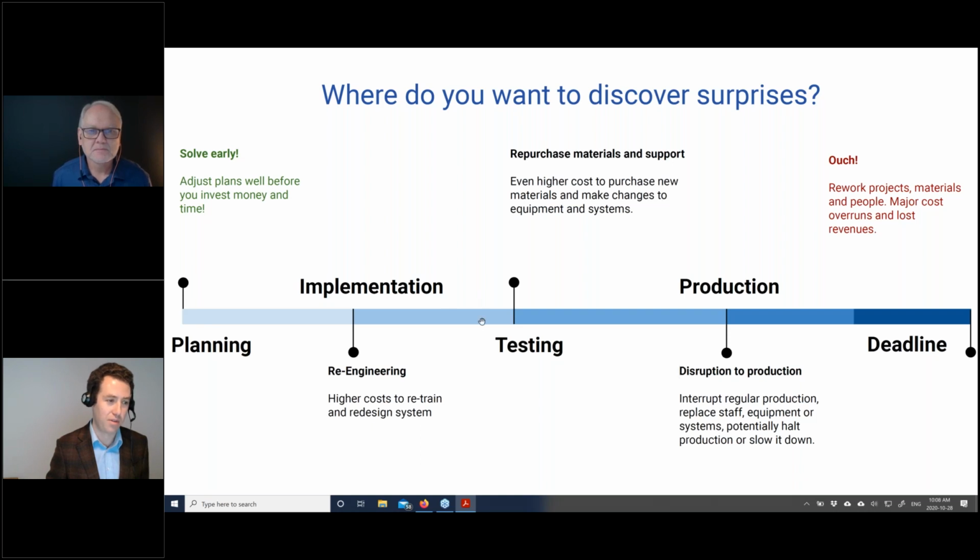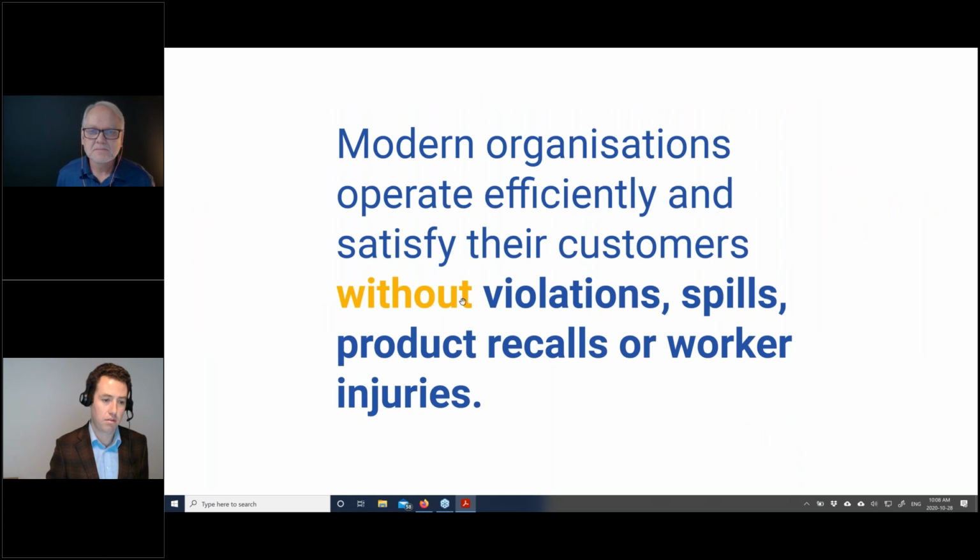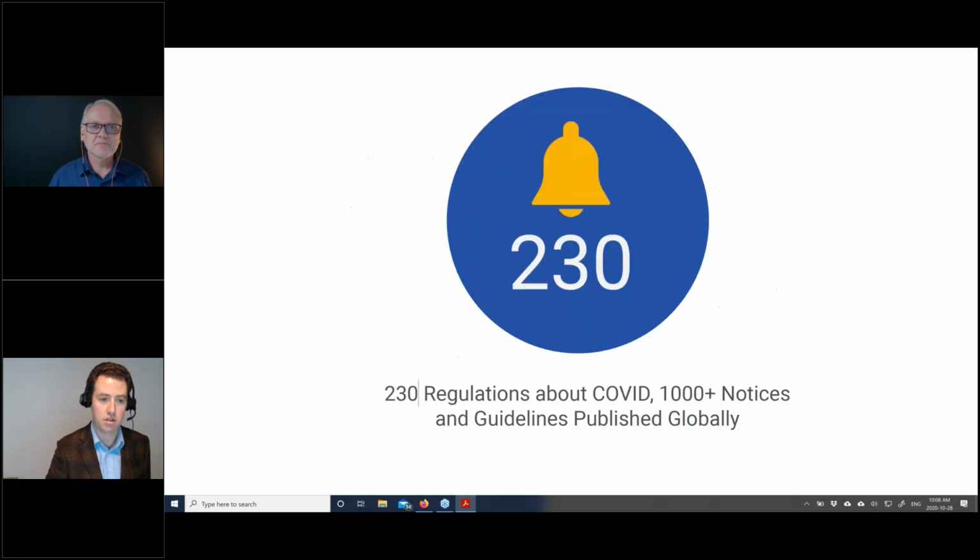But of course, you only realize that when you hit one of these surprises, because we really do believe that modern organizations can operate efficiently, satisfy all of your customers without any sort of violations, spills, product recalls, or worker injuries. I think the old school mentality was, well, the occasional non-compliance is just part of doing business. It's a cost of doing business. But I think in the modern 2020 world, international business, lots of competition, you have to get ahead of the curve. And that means a disciplined approach to compliance obligations management.